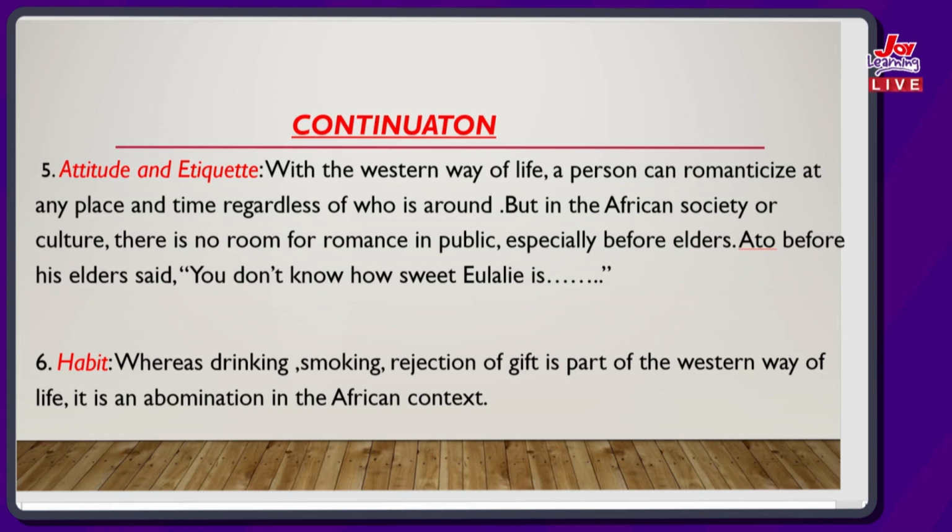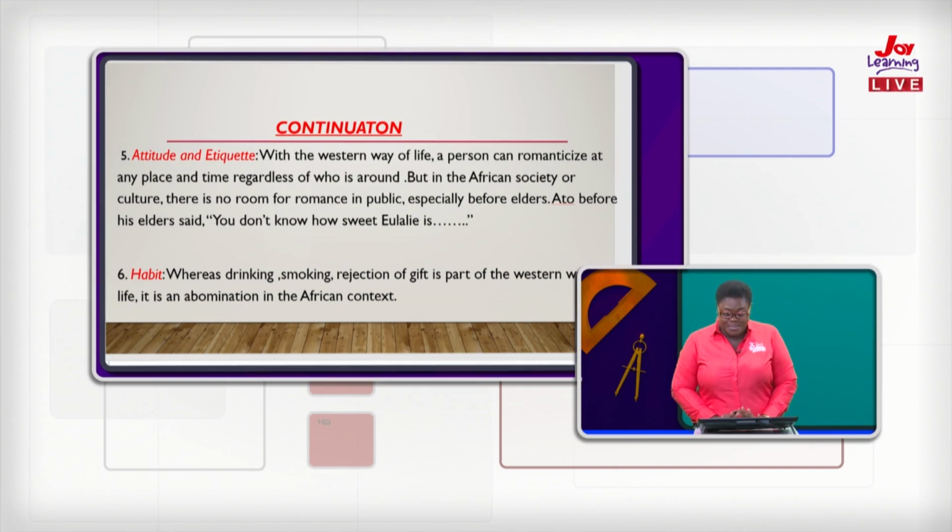But because Atu went to the Western world, he copied a lot of things from them. You cannot stand in the midst of people and start playing romance. Not in Africa, but it is done in the Western world. So you can see that Eulalie and Atu had issues because they didn't see anything wrong with that, meanwhile it was very bad to do it in Africa.